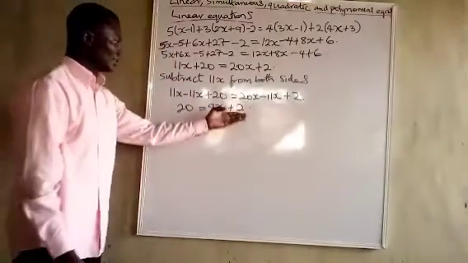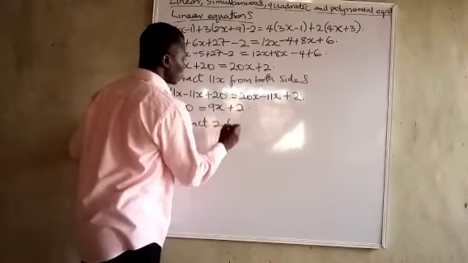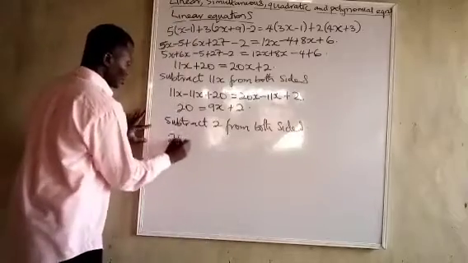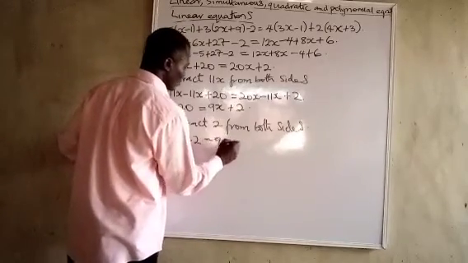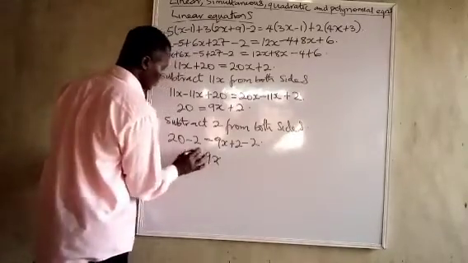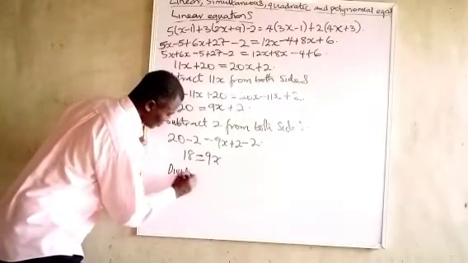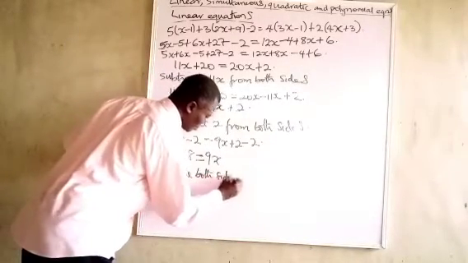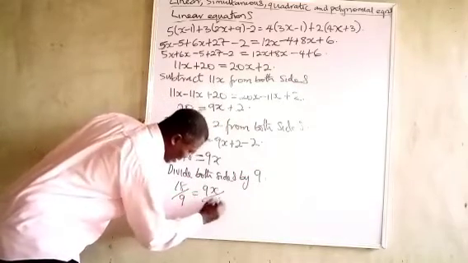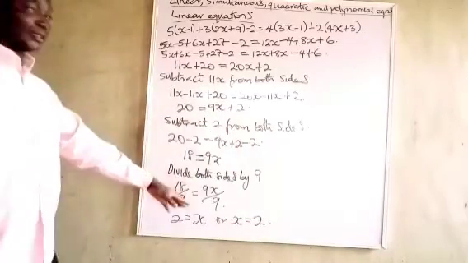Now, what do I do to remove this 2 from this side? I will subtract 2 from both sides. What does that do? 20 minus 2 is equal to 9x plus 2 minus 2. So I have 18 equals 9x. Now, to find x, I have to divide both sides by 9. So I have 18 divided by 9 is equal to 9x divided by 9. So 2 is equal to x, or x equals 2. Simple. That's the answer. That's our objective.